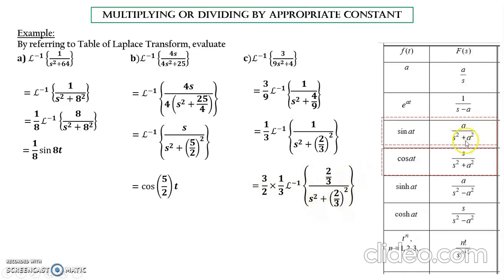So, in this case, A adalah 2/3. So, jawapan saya adalah dalam bentuk sin 2/3 T. Okay, so jawapan akhir adalah 1/2 sin 2/3 T.